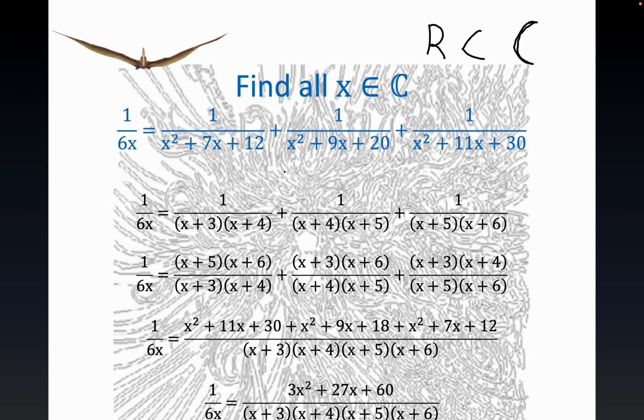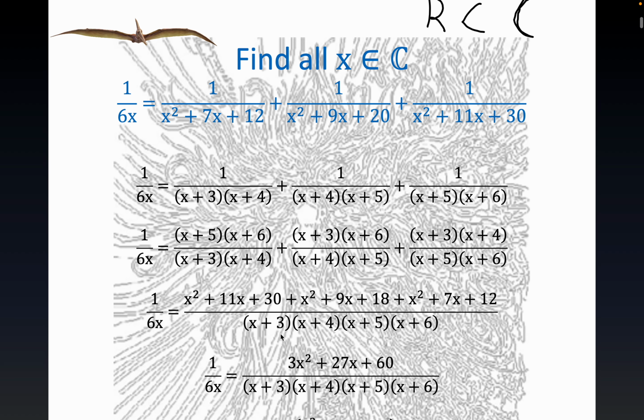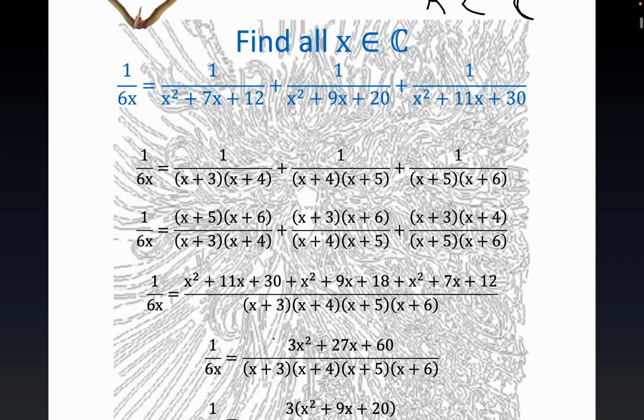Now, this thing begs for a factorization, which we do on the very next line. You can see x plus 3 times x plus 4 is this, and so on all the way across. The line directly underneath is just the common denominator, and then we expand it out. The common denominator is just the product of all the denominators that you see. There's some overlapping with the denominators. And when you simplify this numerator, you get 3x squared plus 27x plus 60.